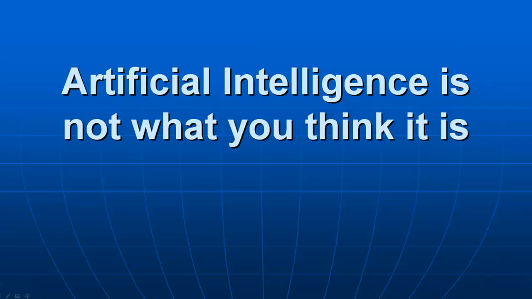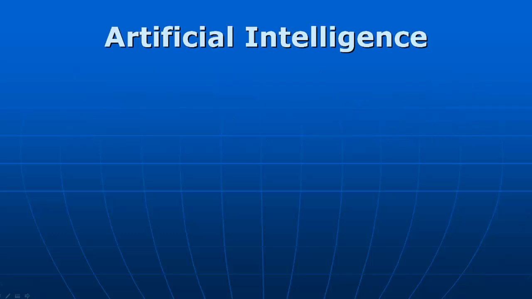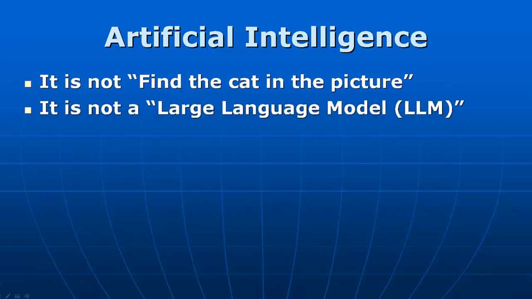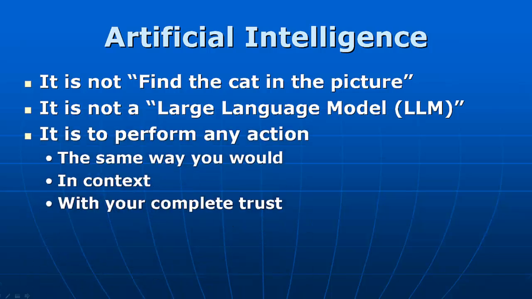Artificial intelligence. It is not what you think it is. So artificial intelligence is not find the cat in the picture, find something in the picture, do something with images. It's not large language model, analyze a sentence, that kind of thing. These are just applications. To me, it is to perform any action by the computer in a way that you would, in context, and with your complete trust.